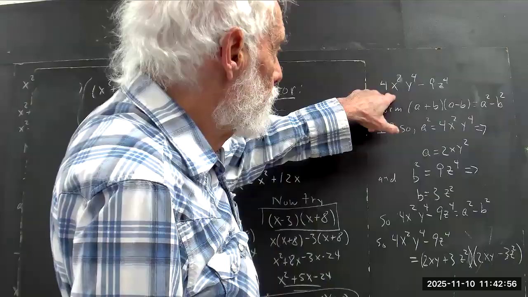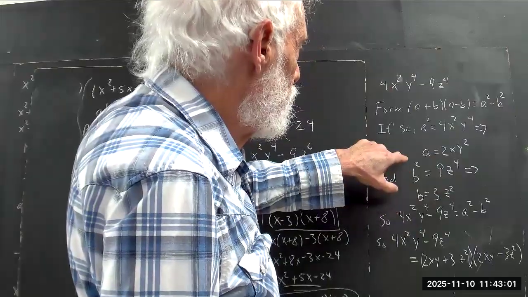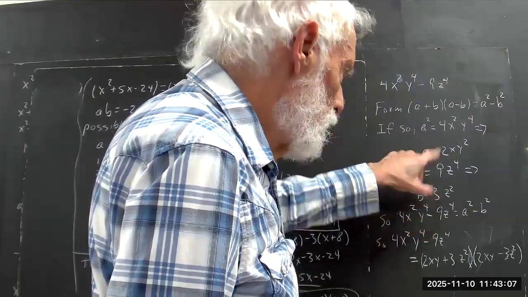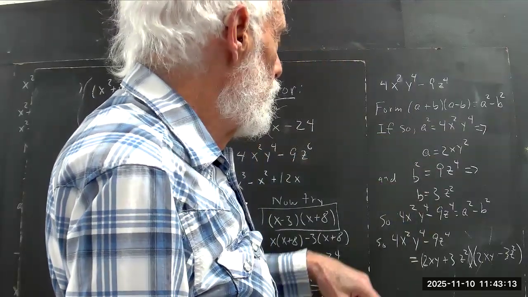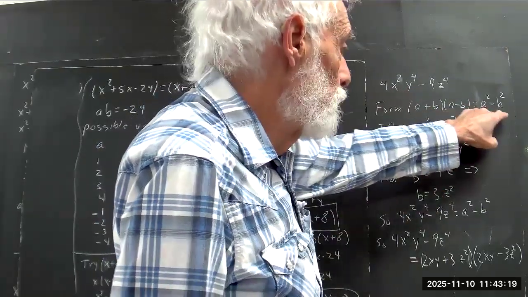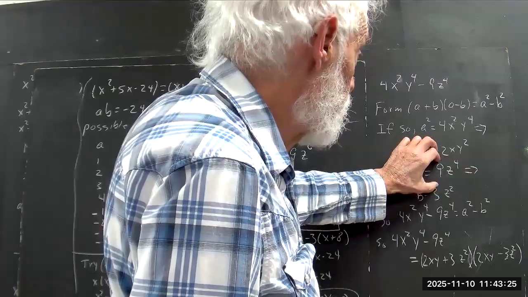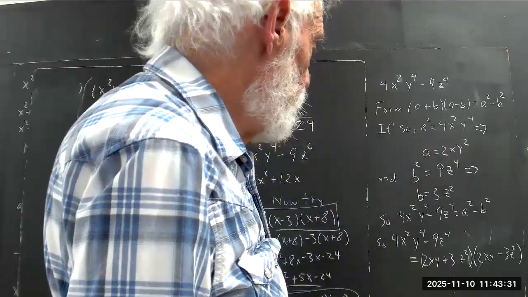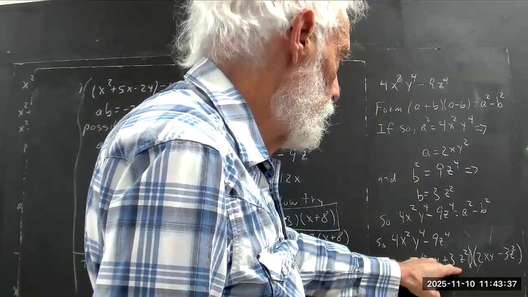So again, if this is a squared, then a has to equal this. And if b squared equals 9z to the fourth, then b equals the square root of 9z to the fourth, which is 3z squared. Since that's so, this expression is a squared minus b squared: the square of this minus the square of this. Therefore, it can be written as a plus b times a minus b.